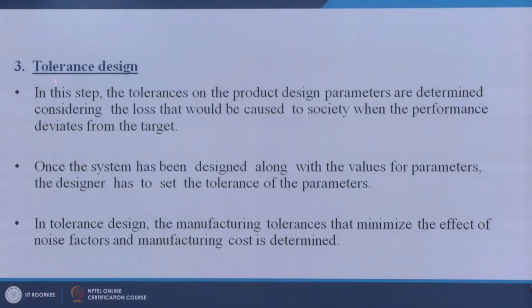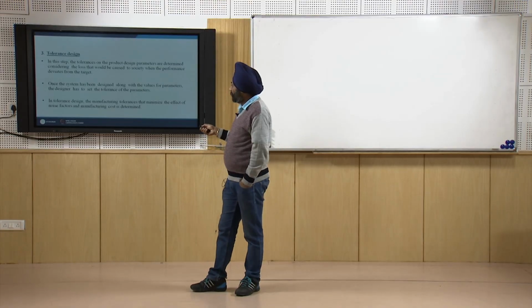And the last stage is the tolerance design. In this step, the tolerances on the product design parameters are determined considering the loss that would be caused to society when the performance deviates from the target. So, going from the society, we can say caused to the customer when the product will not perform its function reliably. Once the system has been designed along with the values of parameters, the designers have to set the tolerance of the parameters. So, we will see at what range we have to set the parameters.